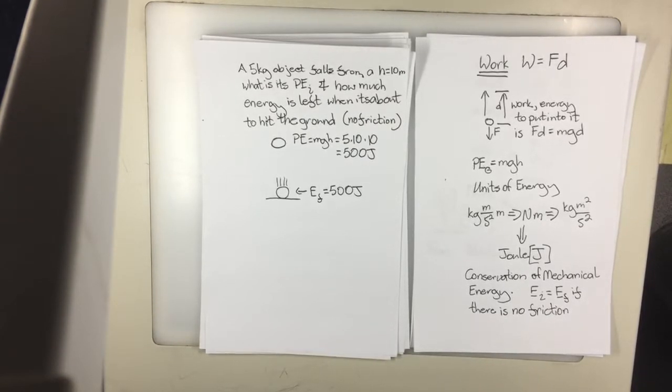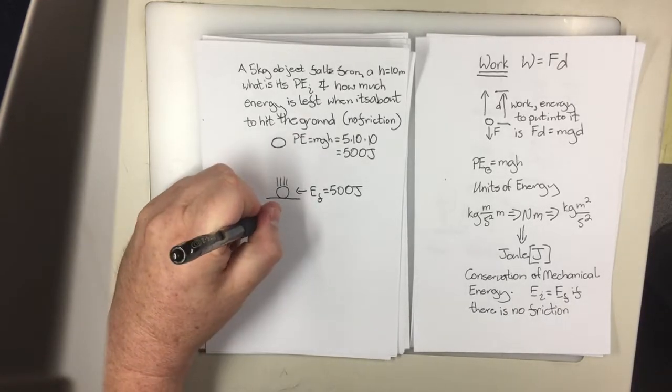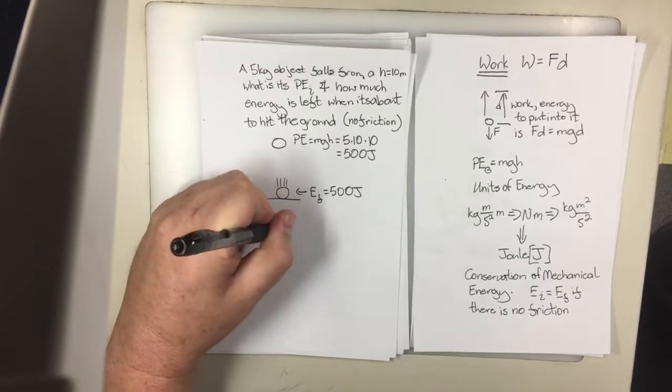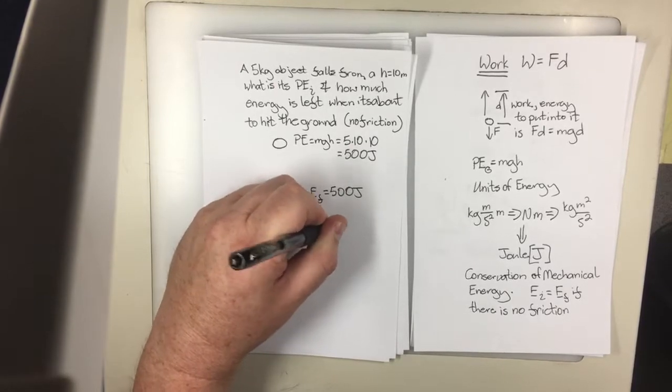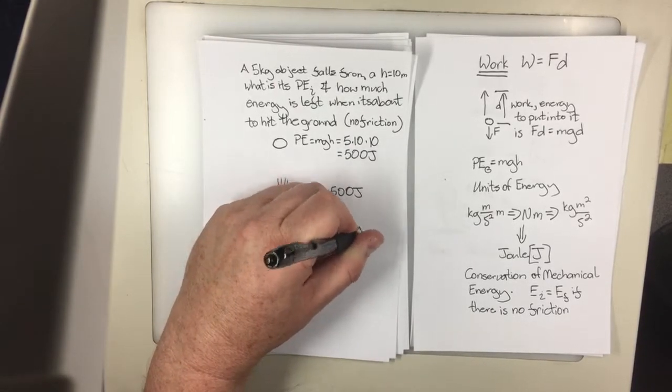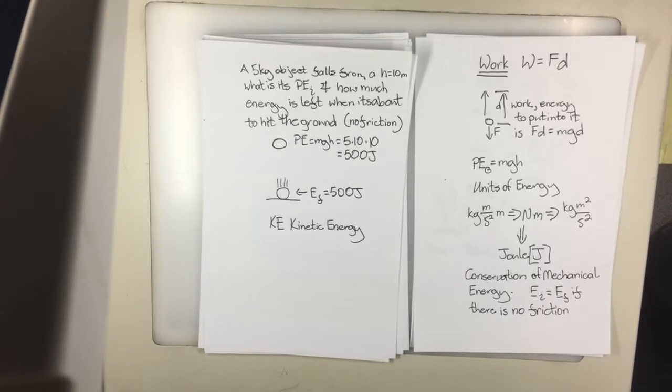So we've shown gravitational potential energy. The next thing we're going to talk about is kinetic energy. Kinetic energy, energy of motion, kinetic, motion. Potential energy, energy to do stuff. It has the potential of doing stuff.